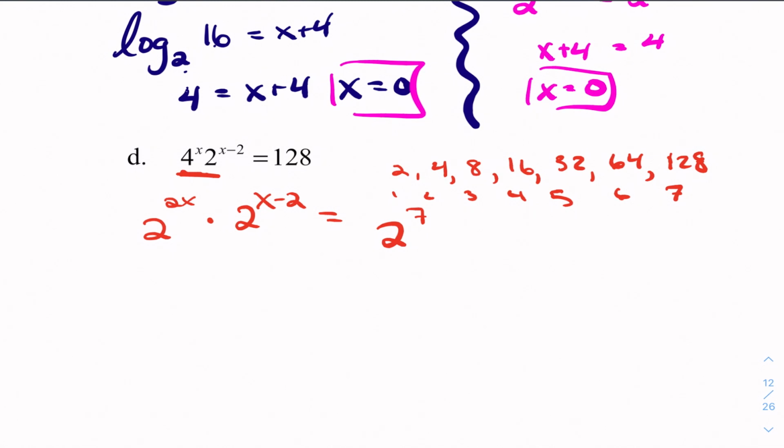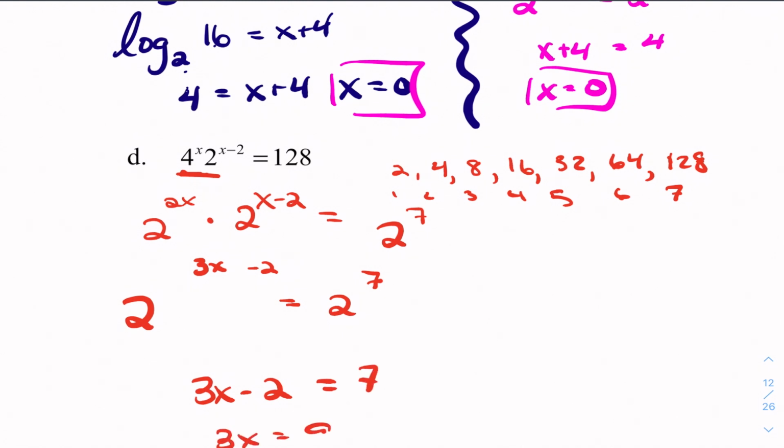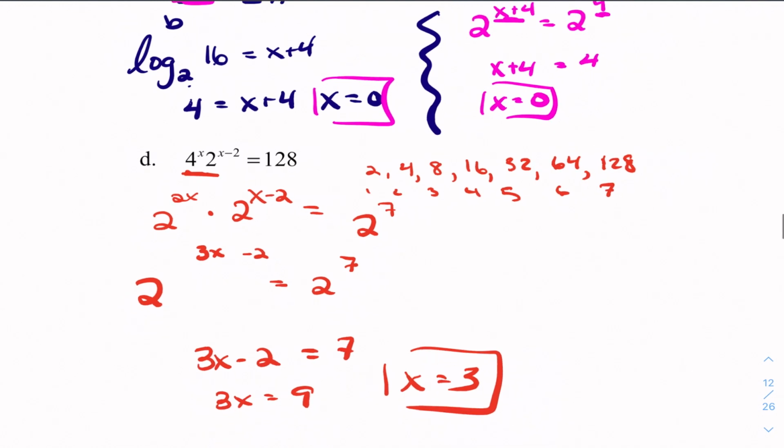When I multiply like bases, I add the exponents. So this would be 2 to the 2x plus x minus 2 equals 2 to the 7th. And now 2 plus 1 is 3. 3x minus 2. I just have 3x minus 2 equals 7. 3x equals 9. x equals 3. That is not involving any logs.